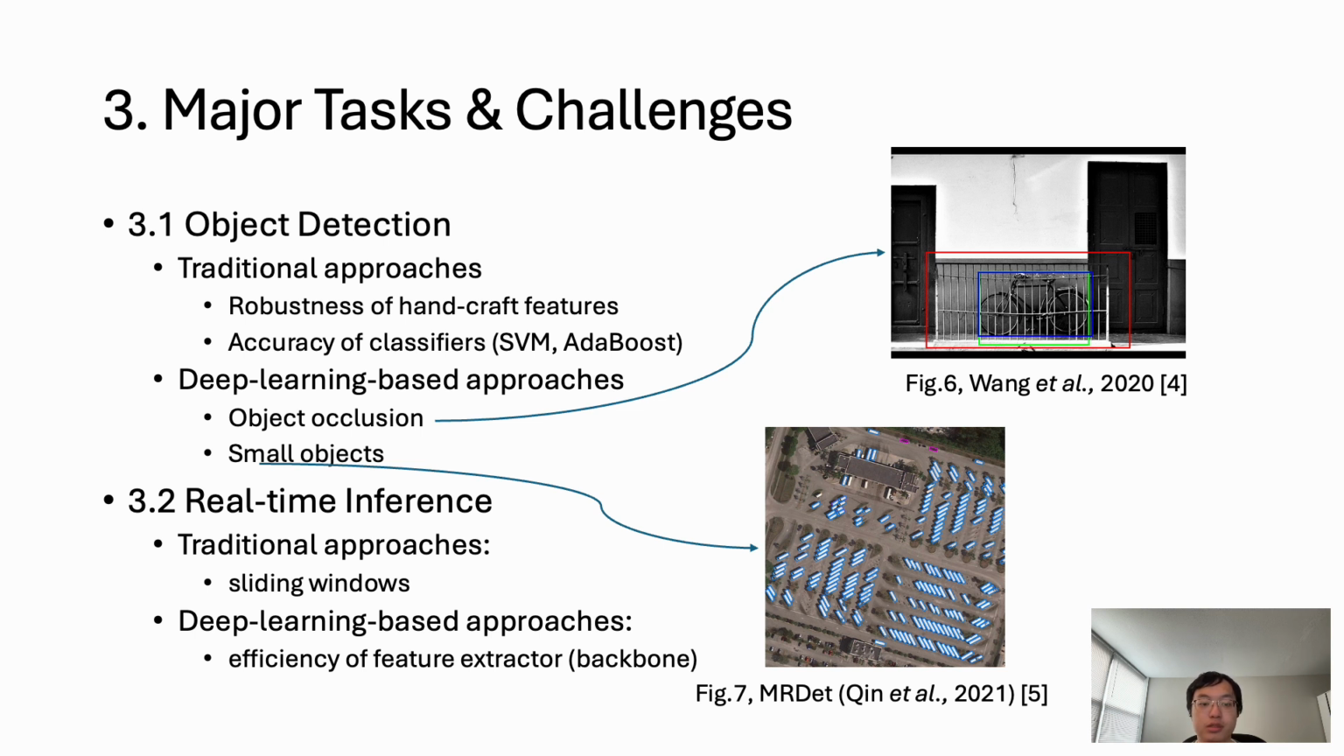Also, real-time inference is another task we want to achieve. For traditional approaches, the bottleneck is usually in the sliding windows. And for deep learning-based approaches, the efficiency of the feature extractor is very important. There are 2 image examples. Figure 6 demonstrates an example of object occlusion, and figure 7 is small object detection, usually used in remote sensing tasks.